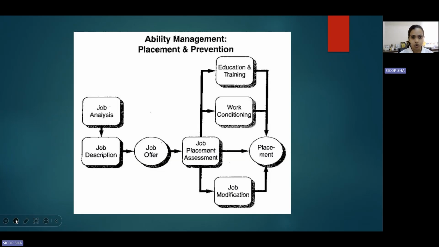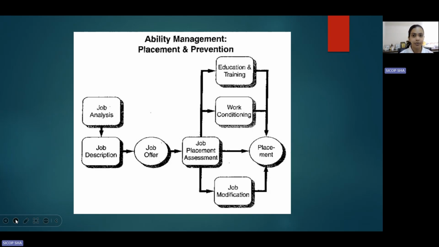So ability management, placement, and prevention. As we can see in the flow chart, before placement of the worker according to their physical demands and capacities, we first perform a job analysis, then a job description is done, and then we make the job offer, after which job placement and assessment is done.